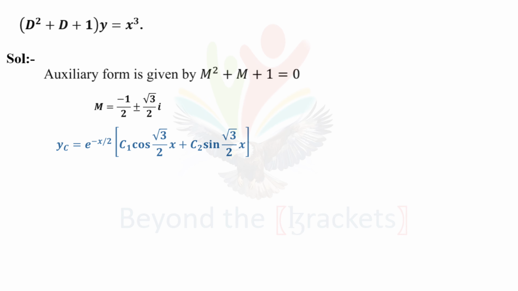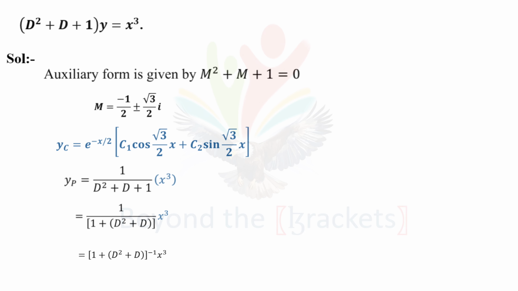To find the particular integral, we take the reciprocal of the operator form and multiply it by the RHS. We get 1 divided by D square plus D plus 1 into x cube. For type 3, we aim to make the constant term equal to 1 by taking it common. In this case, the constant is already 1, so the expression can be written as 1 plus D square plus D. The next step is to bring the denominator to the numerator, so it becomes 1 plus D square plus D whole inverse.